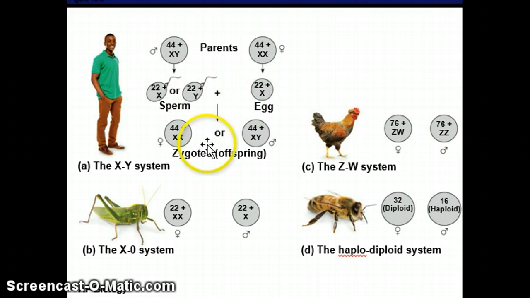And then when there's fertilization, we go back to having our diploid zygote. And the zygote again goes back to having 44 of the autosomal chromosomes. And if we combine this X with this X, this sperm with this egg, we end up with a female. Or if we combine the egg with the Y sperm, we end up with a male offspring.